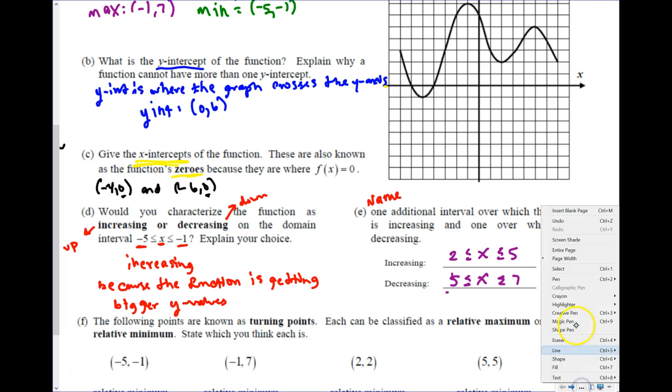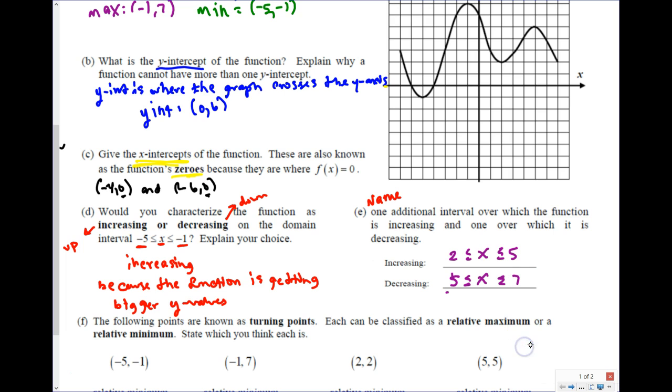And we're going to look at these points here. I'm going to put them in blue. So the first point is this -5, -1. That's this point right here. The second point is -1, 7, right there. We have 2, 2, which is right here. And we have 5, 5, which is right here. These are all called turning points.